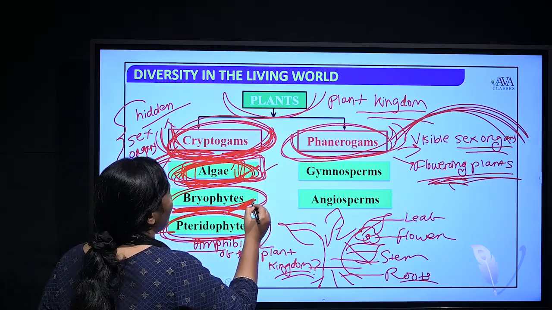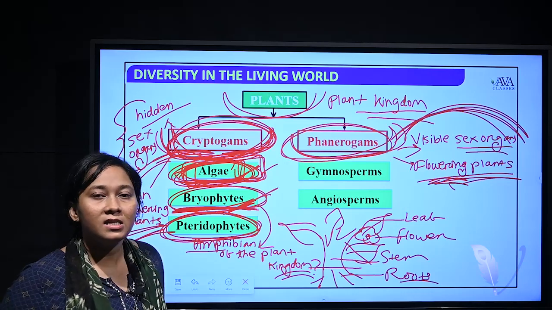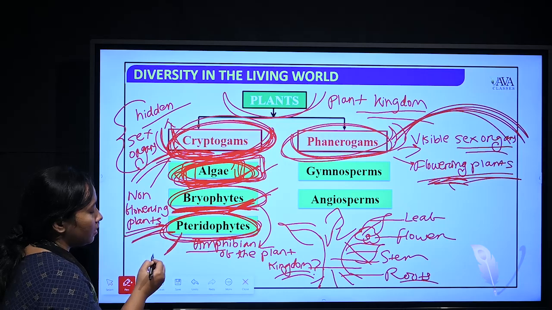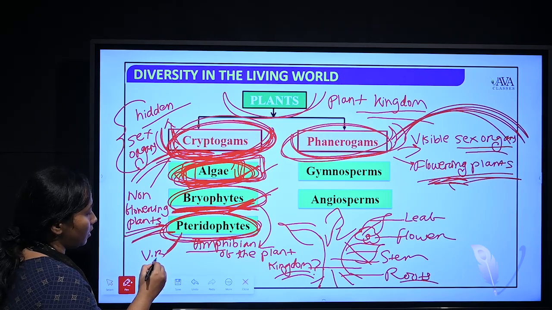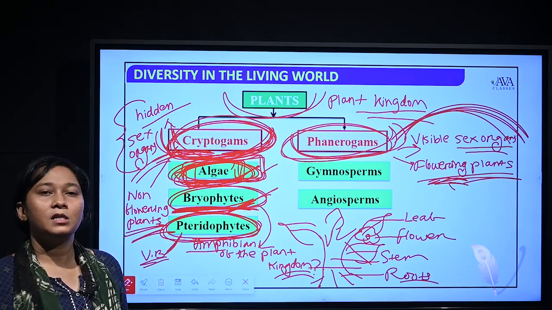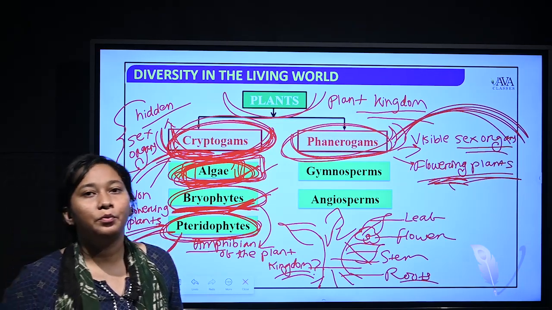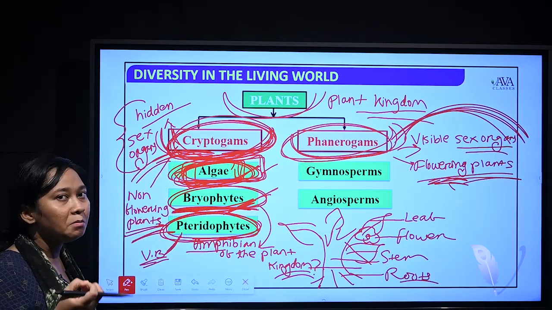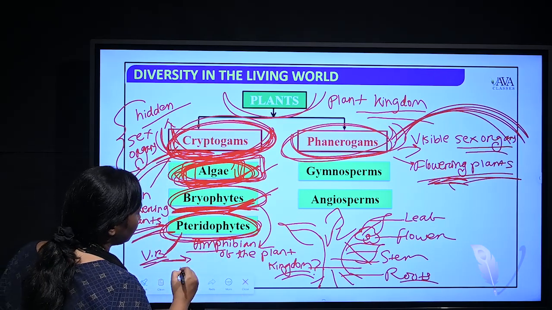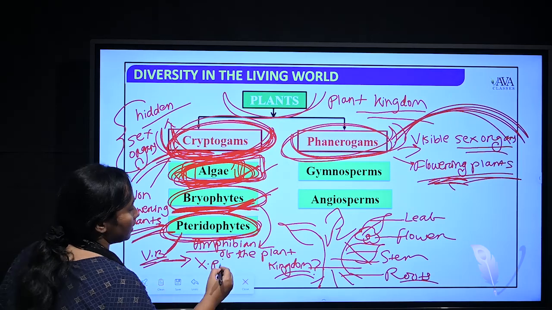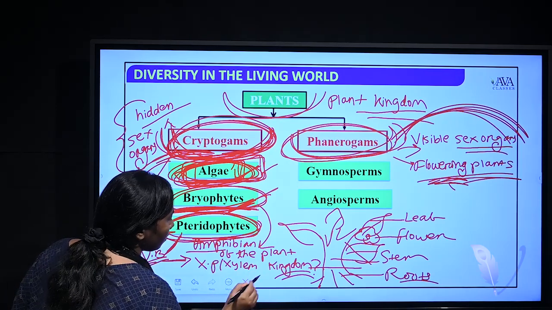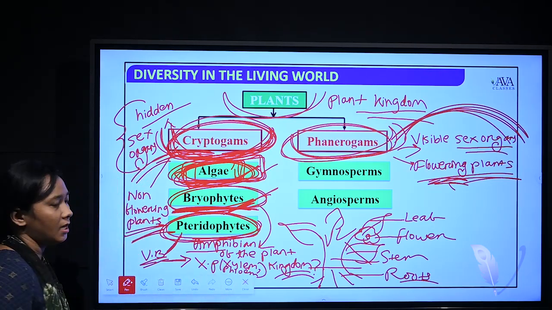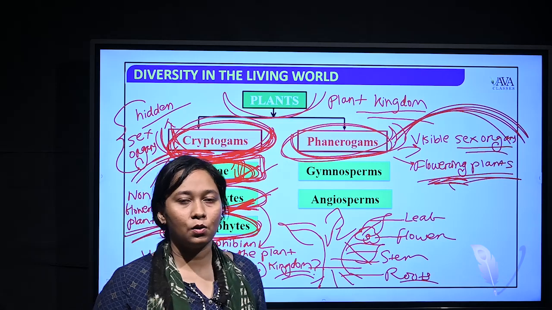Pteridophytes. Pteridophytes are the first completely land plants of these types. Algae and bryophytes do not have a vascular system, but for the first time in pteridophytes you see vascular bundles or a vascular system present. Vascular bundle means what? Xylem and phloem. Xylem, phloem, those are called the vascular bundle.